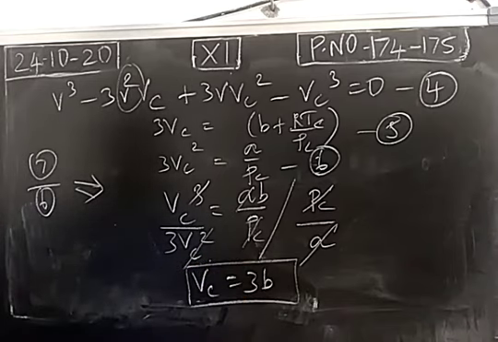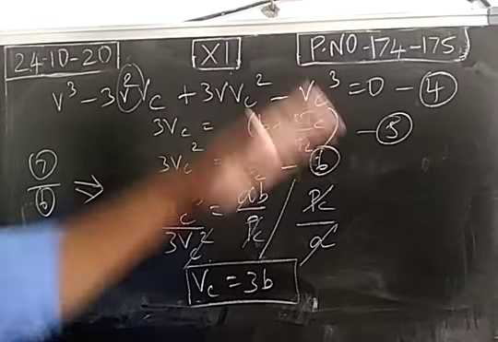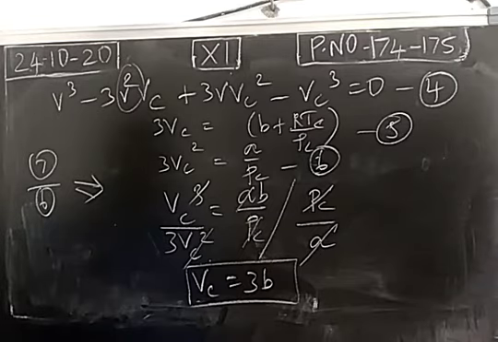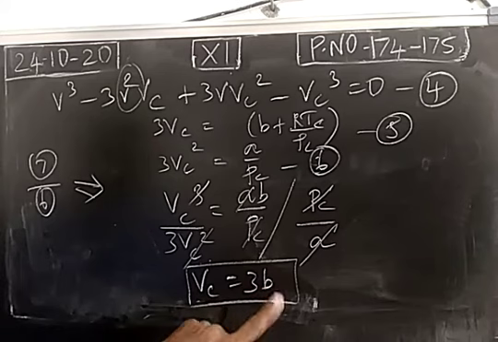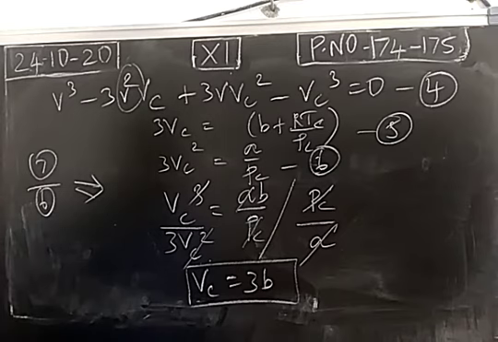By correlating the third and fourth equations, we have obtained equations 5, 6 and 7. The seventh equation is divided by the 6th one, from which we have derived the critical volume. Critical volume is nothing but 3b. The Van der Waals constant b is multiplied by the number 3, and we will get critical volume. You just substitute this value in equation number 6.